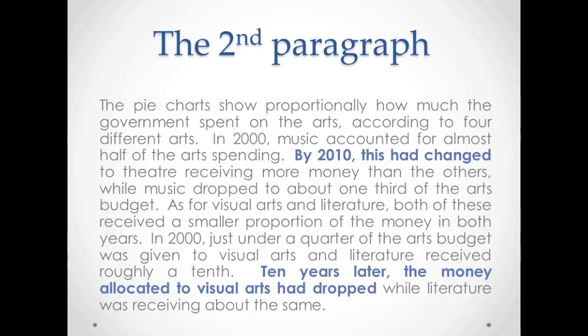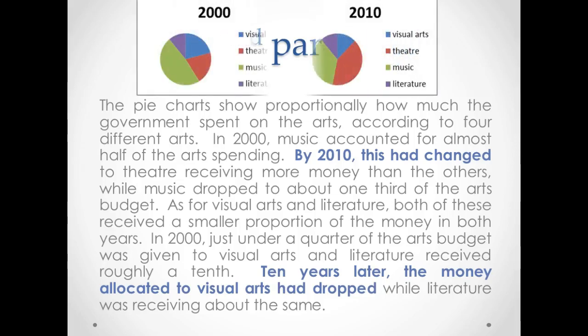the arts budget. As for visual arts and literature, both of these received a smaller proportion of the money in both years. In 2000, just under 1/4 of the arts budget was given to visual arts, and literature received roughly 1/10. 10 years later, the money allocated to visual arts had dropped, while literature was receiving about the same. That is very high-level English. Don't panic. Let's just look at a couple of things.